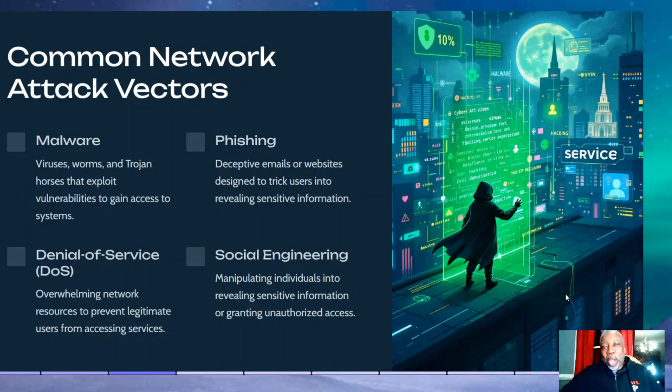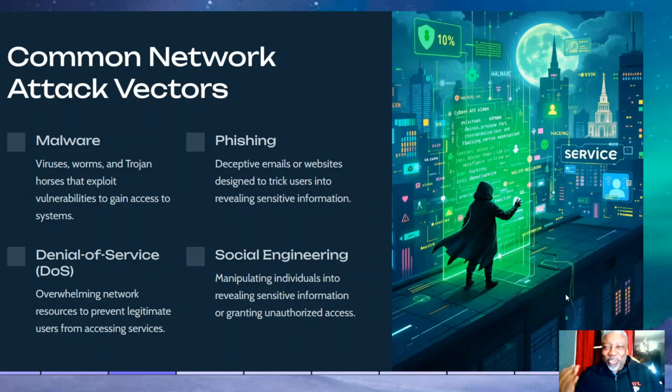So what are some common network attack vectors, right? So some of these things will cross over into other videos, but like malware, you see it right here: virus, worms, Trojan horses that exploit vulnerabilities to gain access to systems. So some of these don't start off as a network vulnerability. It may be a vulnerability somewhere else, but it ends up attacking your network, just like phishing. You can see phishing right here.